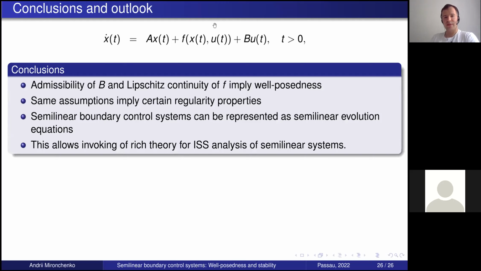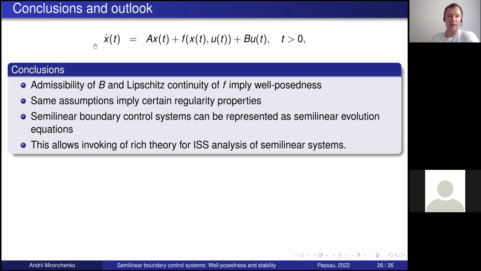What we have considered is a general class of semilinear evolution equations, where F is a nonlinearity, but it is nice: it is Lipschitz continuous in the first argument, continuous in the second one. And B is a linear operator, but not that nice. It maps U only to X_{-1}, and it is unbounded as an operator from U to X. But if we assume that B is infinite-time admissible and F is Lipschitz continuous, then we can show that this system is a well-defined, well-posed control system.